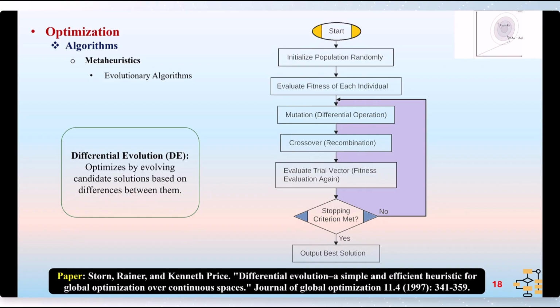Here we can see the flowchart of the differential evolution algorithm. It optimizes by evolving candidate solutions based on differences between them. Also in the caption you can find the paper related to the differential evolution algorithm. Just like the genetic algorithm, it has mutation and crossover. Also we are going to evaluate the fitness. But the difference is that here we are more likely to work with decimal numbers, not just bits.